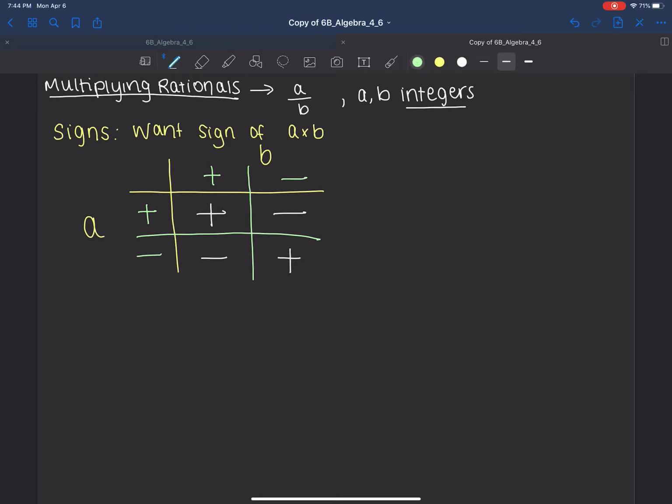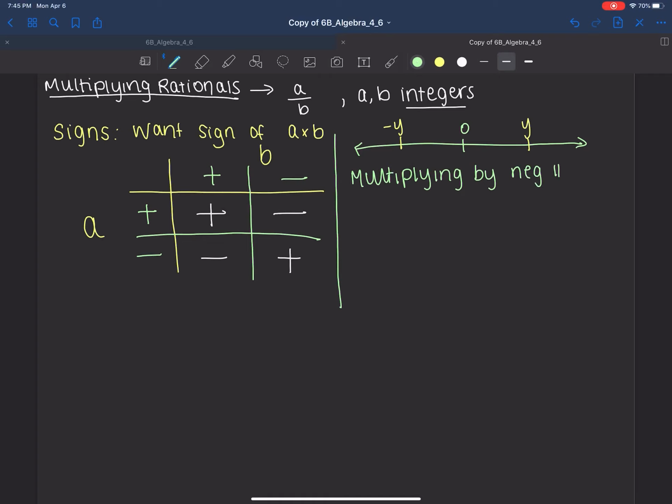So one sort of picture way of seeing this is that, let's go back to our favorite, the number line. Let's say I have a positive number y, and I consider the opposite of y, which is going to be negative. Every time we multiply by a negative number, it means we flip the side of the number line that it's on.